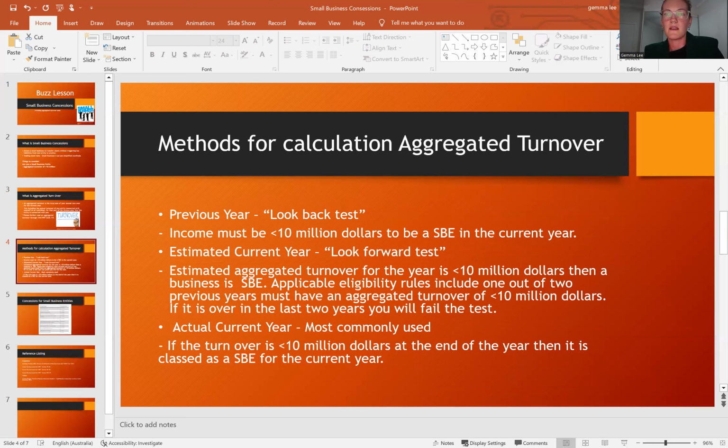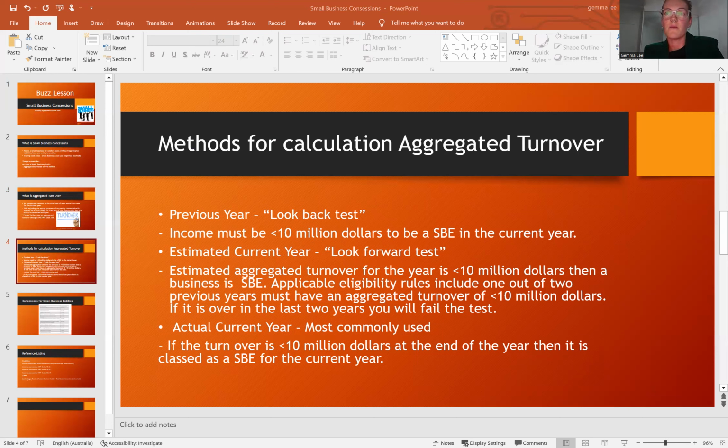The second method is the estimated year method, otherwise known as the look forward method. This method again requires the aggregated turnover to be less than $10 million. However, there are eligibility rules applied, including that one of the two previous years' aggregated turnovers must be less than $10 million. Otherwise, this method cannot be used.